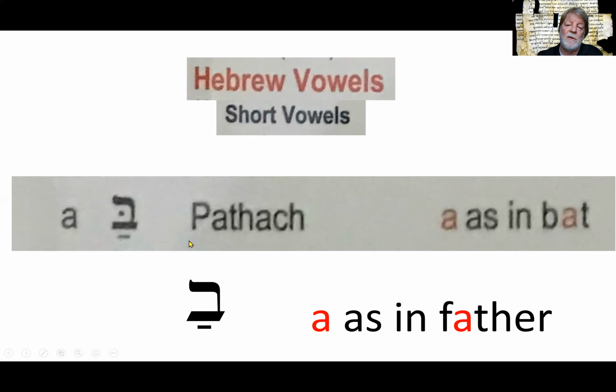And this vowel is called a patach. It's pronounced with an A sound as in, I would say in English, bat, like a baseball bat. But if I pronounce the word bat in Hebrew, it's bat. In my opinion, it's exactly the same sound as the kamats. So here we have patach.